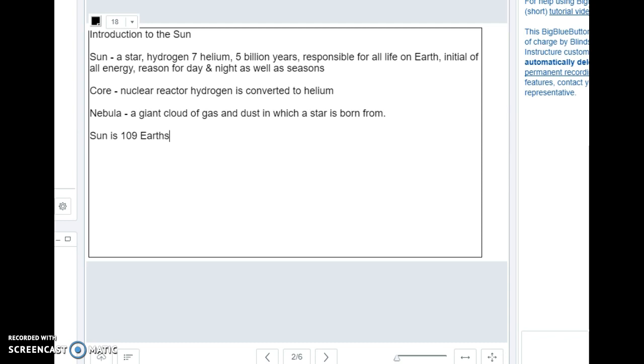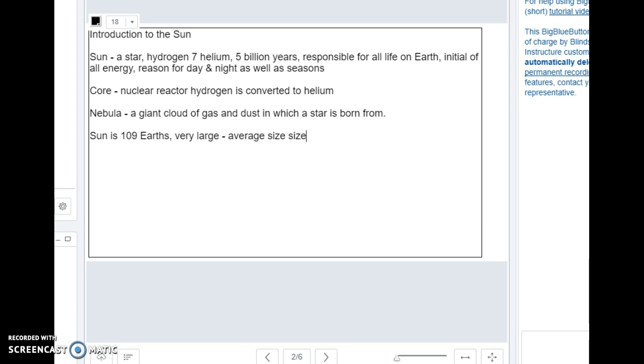So the sun is very large to us, but in all reality, in terms of its size, the sun is only an average size star. There are other stars out there that are much larger than the sun. But for our solar system, the sun is the largest star within our solar system.